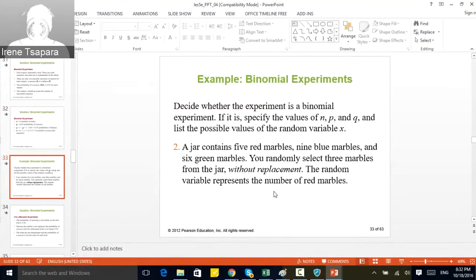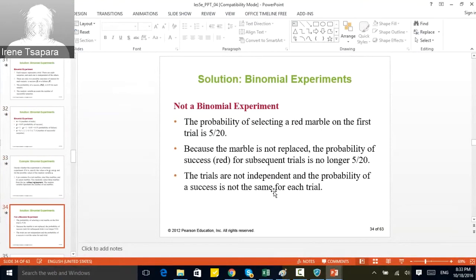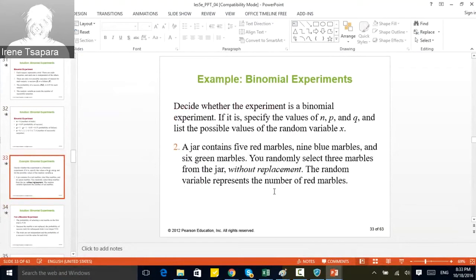A different problem. A jar contains 5 red marbles, 9 blue marbles, and 6 green marbles. You randomly select 3 marbles from the jar without replacement. The random variable represents the number of red marbles. What we want to see is if this is a binomial experiment. Is this a binomial experiment? And if it's not, why?